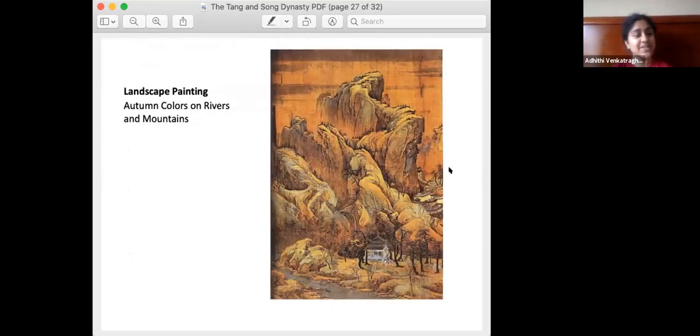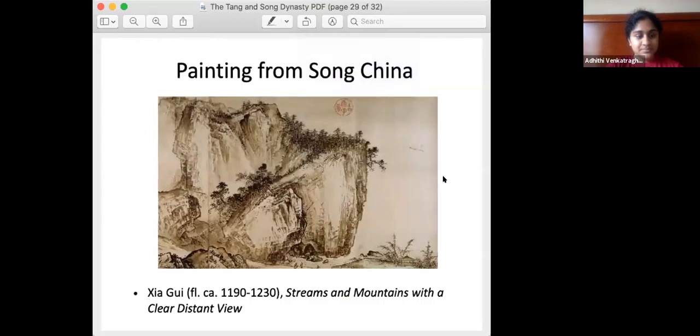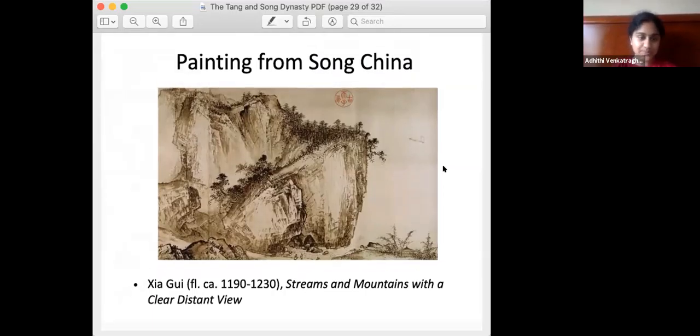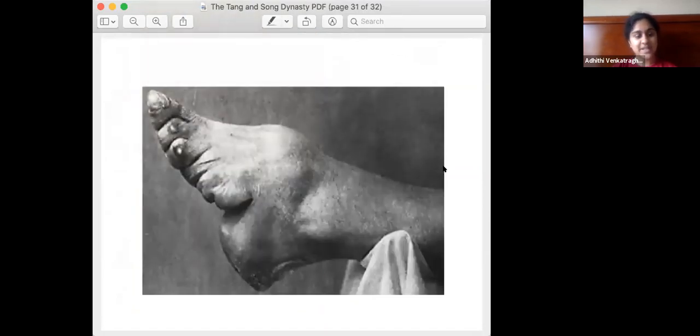This is a landscape painting called Autumn Colors on Rivers and Mountains from the Song Dynasty. Another painting. Another painting called Streams and Mountains with a Clear, Distant View. Now a Japanese landscape painting. And this is an image of foot binding, of what would happen to the foot.